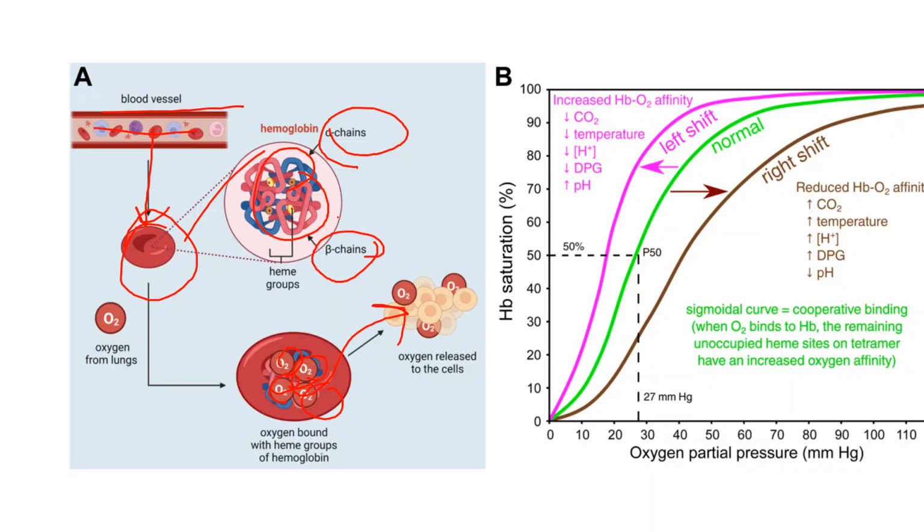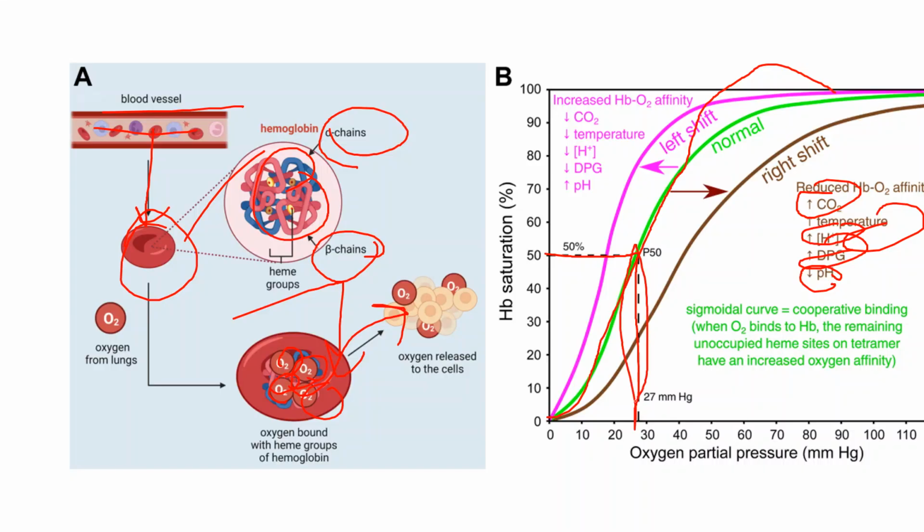Also, the oxygen binding affinity to the heme group of hemoglobin depends upon various factors like carbon dioxide, temperature, pH, that is H positive ion, and DPG, which is a chemical. Here we can see the normal oxygen binding curve, where 50% of oxygen will bind at approximately 27 mmHg pressure.